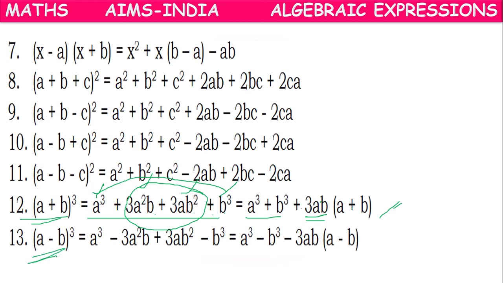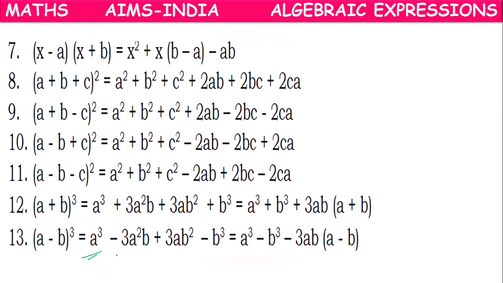Suppose if you have minus b cube, so here a cube minus 3a square b. Here only b power 1 is there, for that minus symbol will come. Here b square is there, even exponent, for that plus will come. And the last term, b cube, odd exponent, for that minus will come.